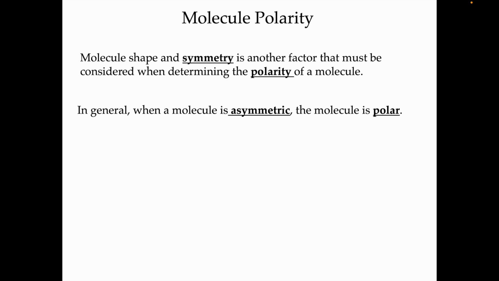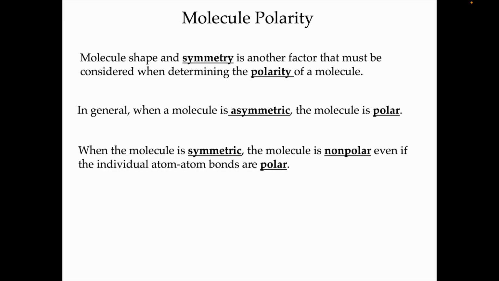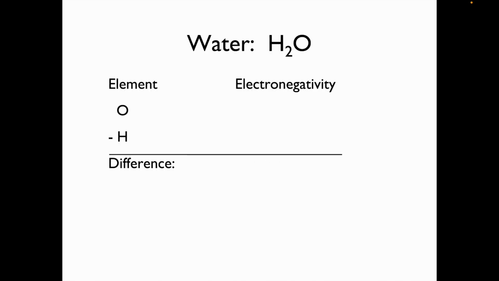In general, if a molecule is asymmetric, the molecule is going to be polar, because if it's asymmetric, it's probably going to have a partially negative end and a partially positive end. On the other hand, if a molecule is symmetric, the molecule is going to be nonpolar, even if all the individual atom-to-atom bonds are polar. Because if it's symmetric, that unequal sharing of the bonds is going to be evenly distributed to all the sides of the molecule. So again, the molecule overall itself will still be nonpolar if it's symmetric.